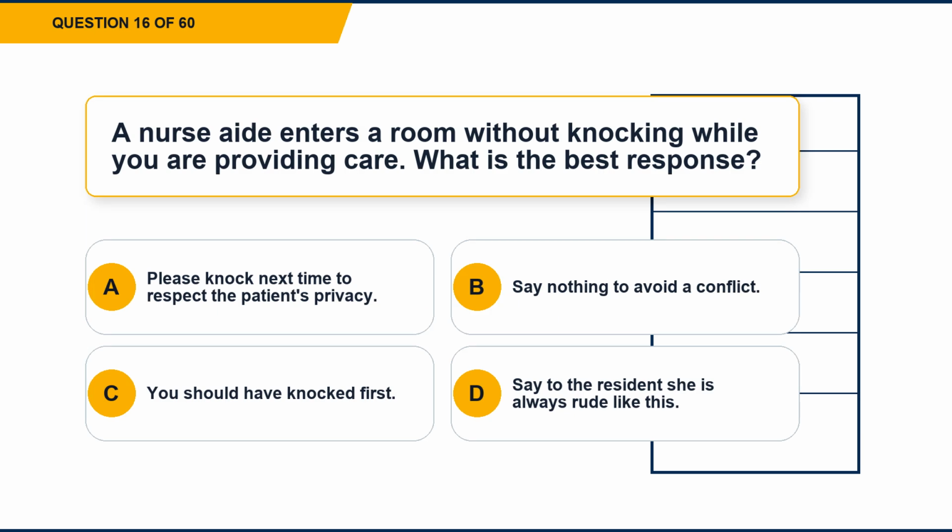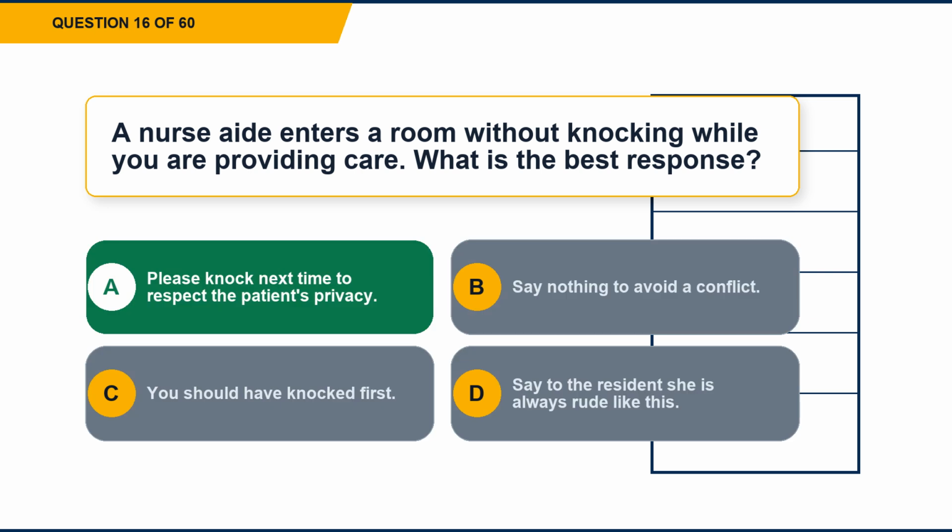Question 16. A nurse aide enters a room without knocking while you are providing care. What is the best response? Option A, please knock next time to respect the patient's privacy. Option B, say nothing to avoid a conflict. Option C, you should have knocked first. Option D, say to the resident she is always rude like this. The correct answer is option A, please knock next time to respect the patient's privacy.